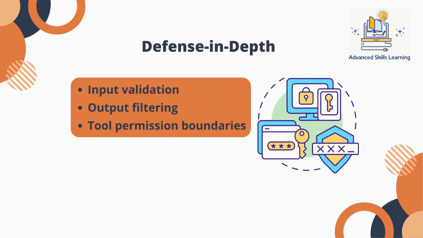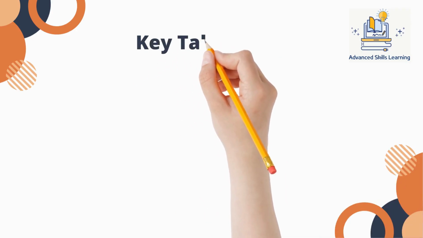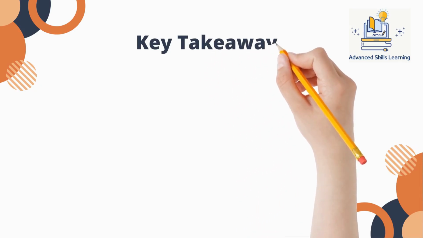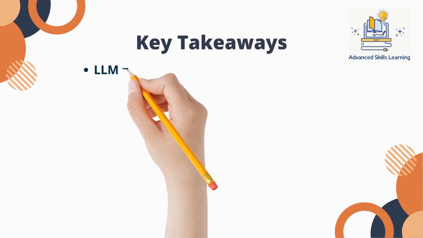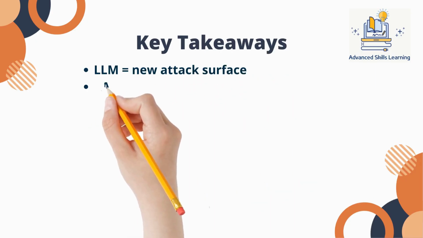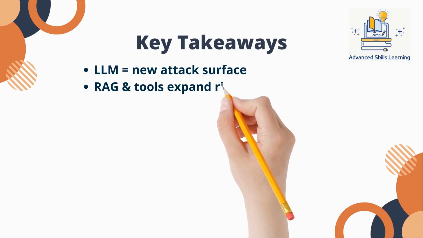The key takeaway is this: an LLM is not just a chatbot. It is a reasoning layer connected to your data and tools. Every connection expands the attack surface. RAG increases data exposure risk. Tool use increases operational risk. Multi-tenancy increases isolation risk. And probabilistic outputs increase unpredictability.